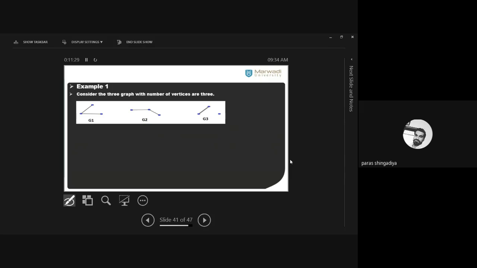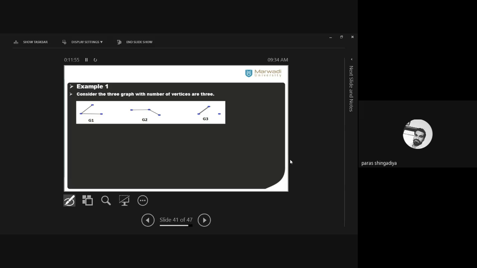Now one example is given, where three graphs are mentioned. Take a simple graph with three vertices only, and here we will check which two pairs are isomorphic graphs. G1 and G2 first, then G2 and G3, and then we compare G1 and G3 also. Clear? We will check which pair is an isomorphic graph. So first check G1 and G2. Is it an isomorphic graph?